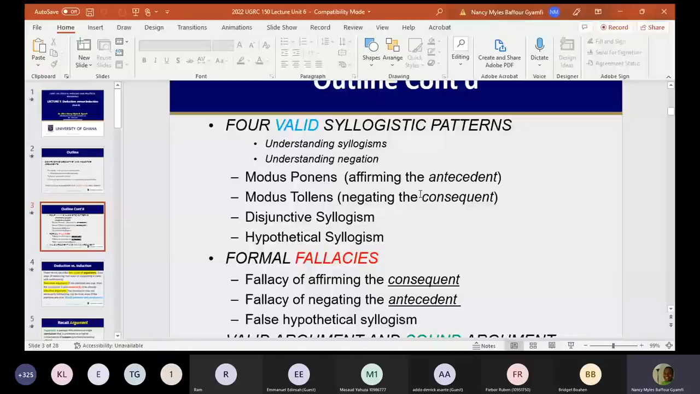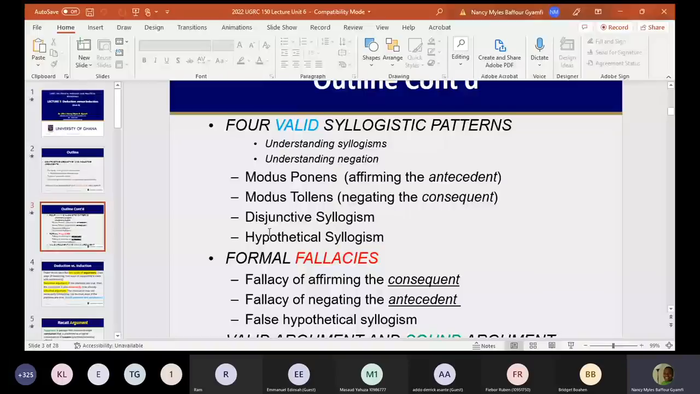When you are affirming, you affirm the antecedent. Take note: modus ponens. Whilst modus tollens is called negating the consequent. Then there are two other names. Now, if you look down, still on the screen that your friend was reading, there are fallacies.